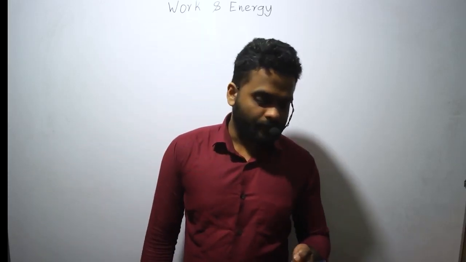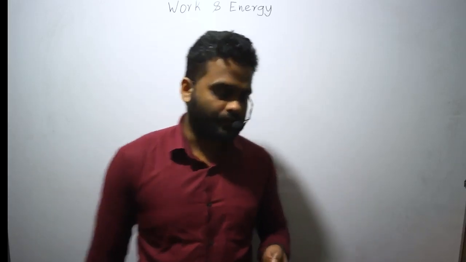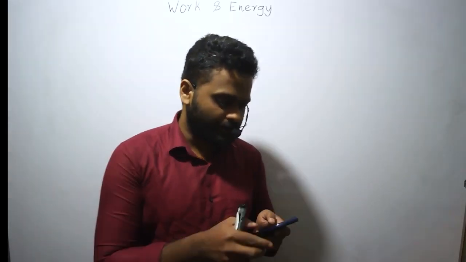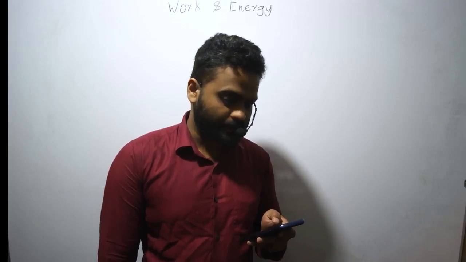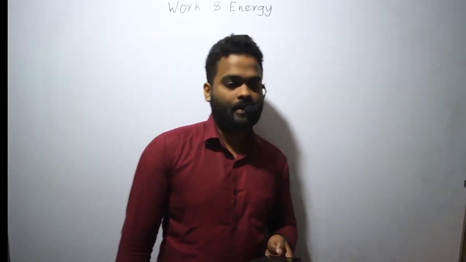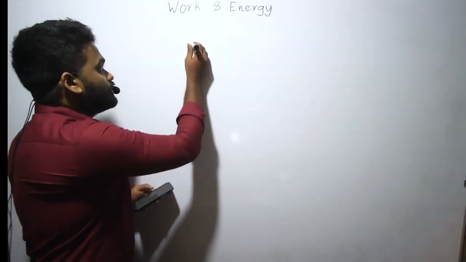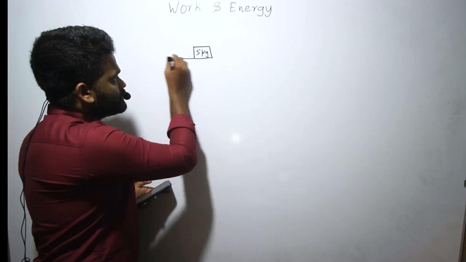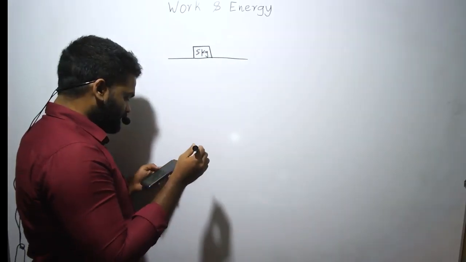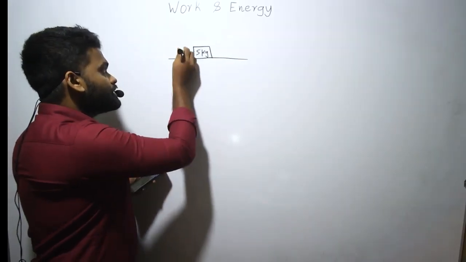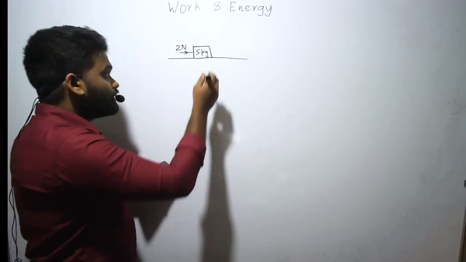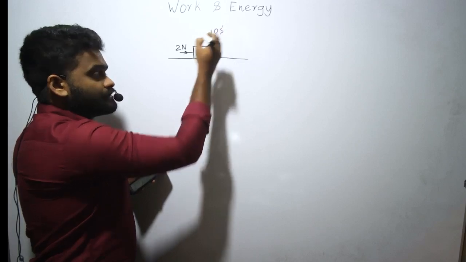This is the test on work and energy. Okay, we'll do the first question. Work done when a 5 kilogram mass is pushed along a smooth plane by a force of 2 Newton for 10 seconds is. So we have 5 kilogram and the surface is smooth, so no friction. 2 Newton is applied, and this is done for 10 seconds, right?